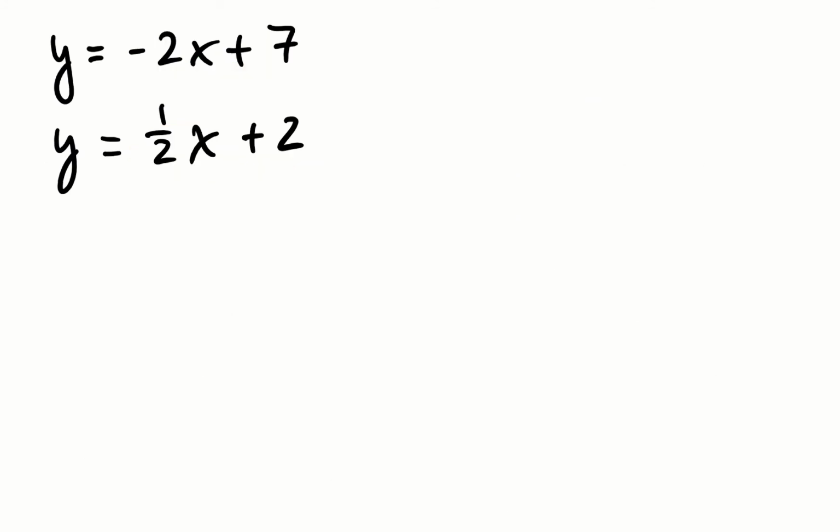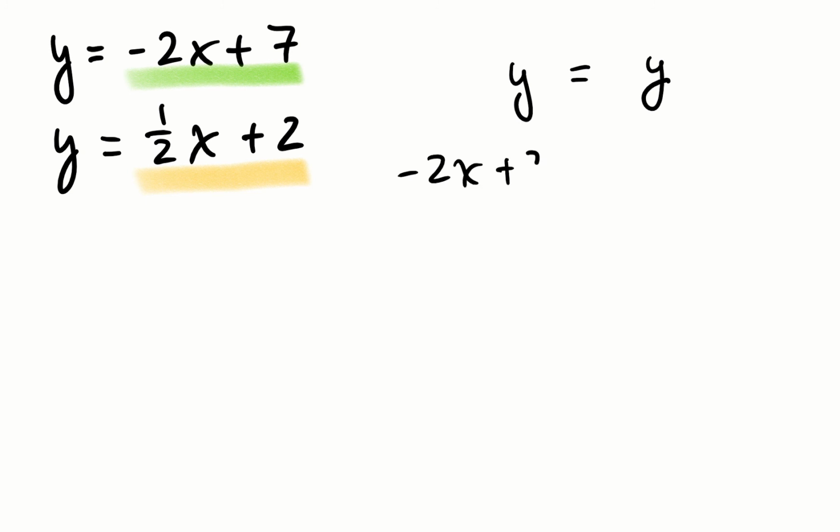I have a second example. Again, we know that the top equation tells me that y is equivalent to negative 2x plus 7, and the bottom equation tells me that y is also equal to 1/2 x plus 2. Because in the context of this problem y is equal to itself, we can set the one that I underlined in green, negative 2x plus 7, equal to the expression that I underlined in yellow, 1/2 x plus 2.